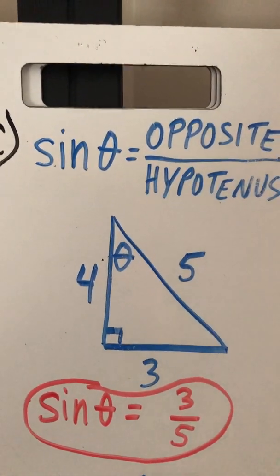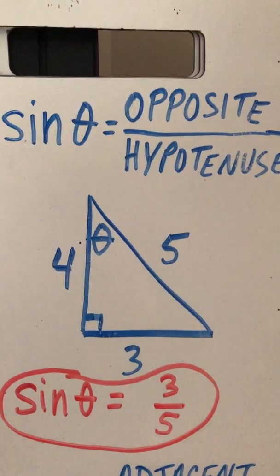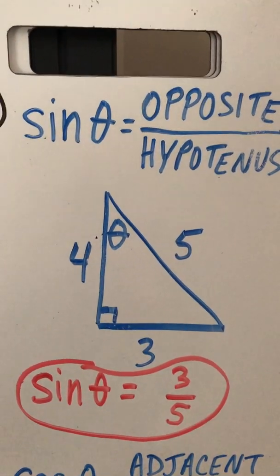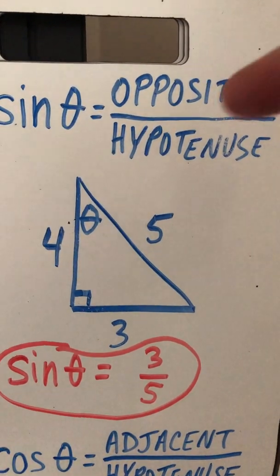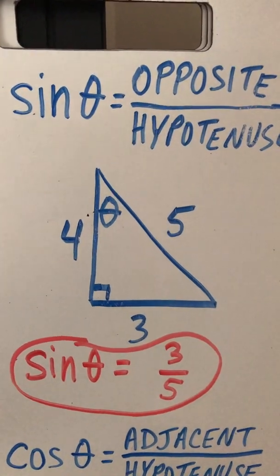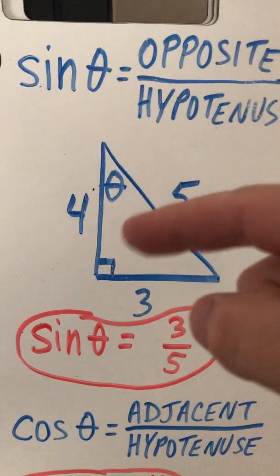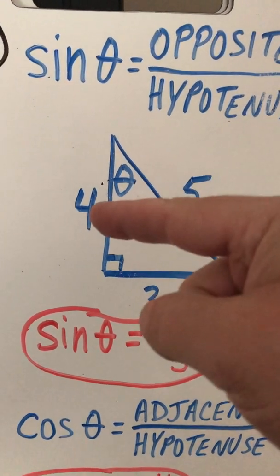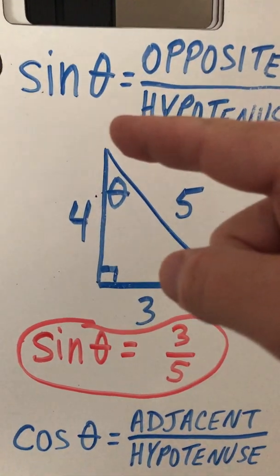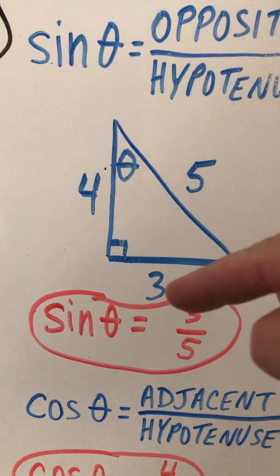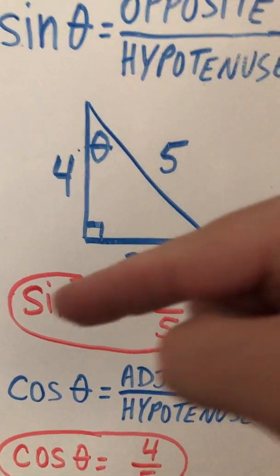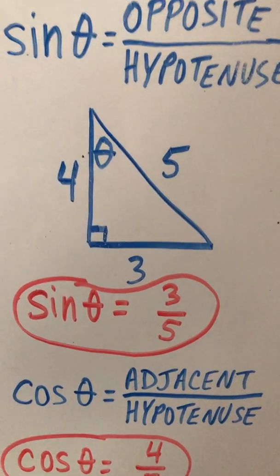Now, in a right triangle, sine, what the heck is sine? There's sine, cosine, and tangent. Sine of theta is opposite over hypotenuse. So, for example, if this is 3 and this is 4 and this is 5, sine is opposite over hypotenuse. Opposite in this case is 3, the hypotenuse is 5, so sine of theta is 3 over 5. Boom, done.